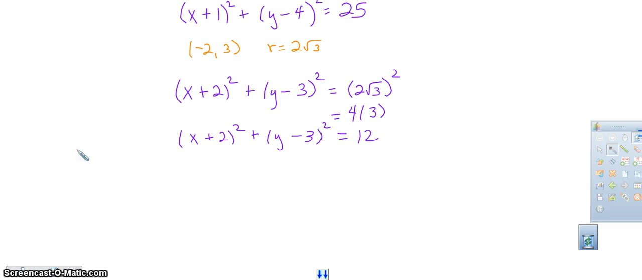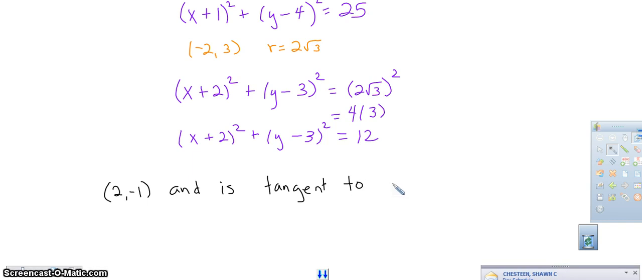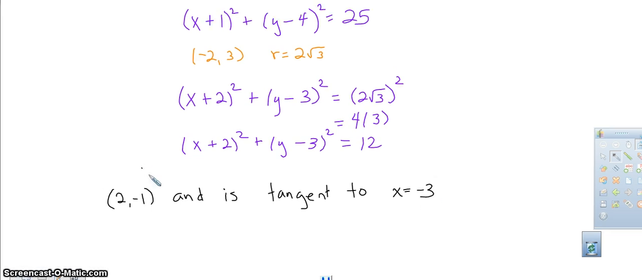They may also have you use the distance formula, like they may tell you the two endpoints and you have to find the center by using distance for the radius, and for the center you'd use midpoint. Sometimes they'll give you a problem, they'll say write an equation that's centered at 2, -1 and is tangent to the line x equals -3.